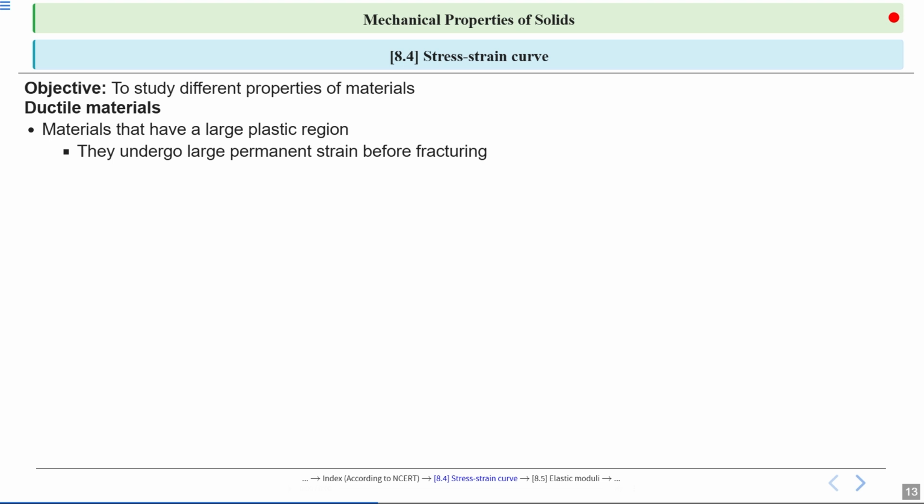So, ductile materials can undergo a large permanent strain before fracturing. In other words, after the plastic limit is crossed, these materials keep stretching and changing shape without snapping right away. Some common examples of ductile materials are copper, aluminium, and wrought iron, because they can be bent, stretched, or drawn into different shapes without breaking easily.